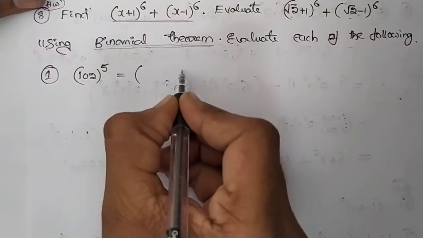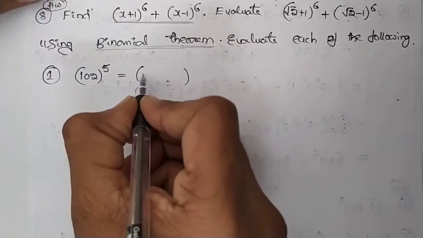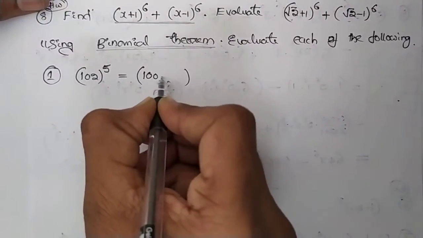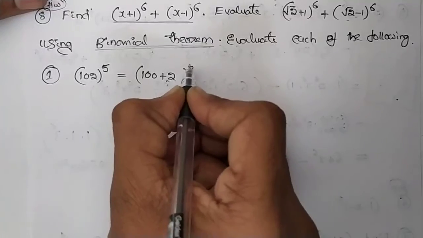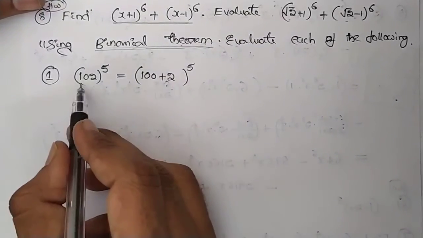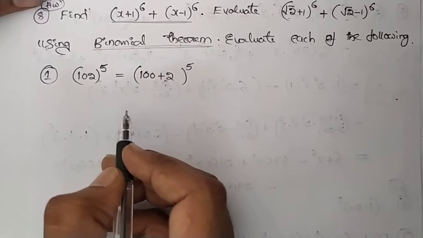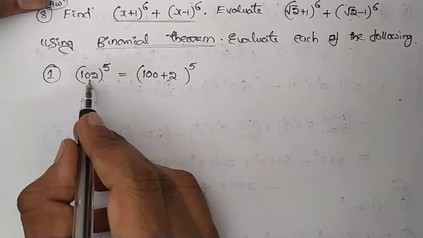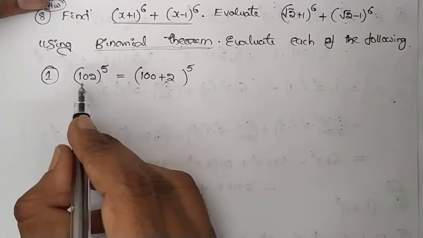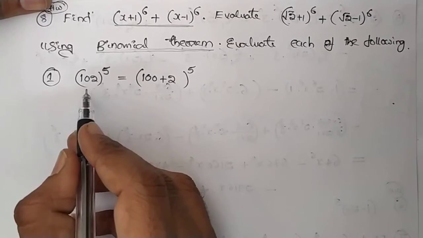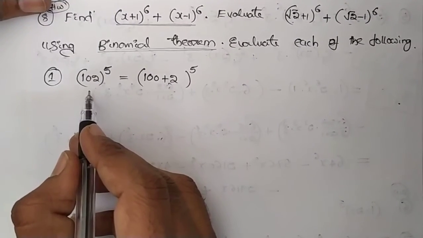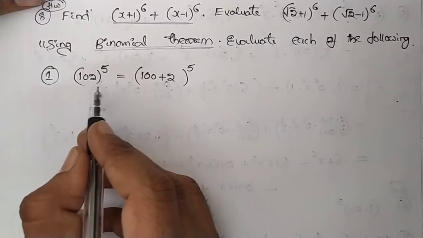So 102 can also be written as (100 plus 2) whole power 5, isn't it? Yes, of course you can write 102 that way. You can split 102 in the form of 99 plus 3 also, 98 plus 4, 90 plus 12.